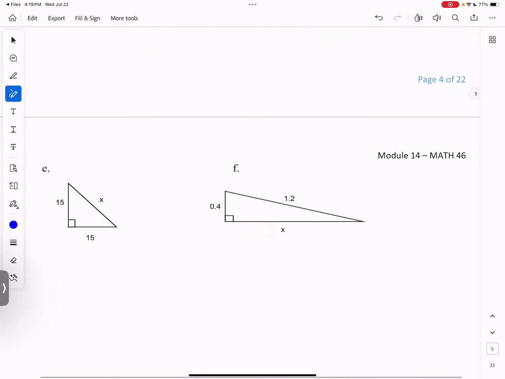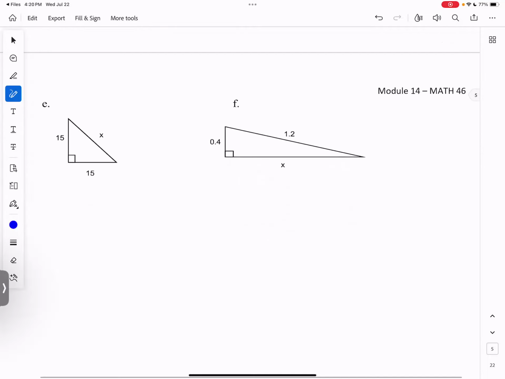And hopefully you see how useful these calculations could be. For example, when you're calculating lengths of roof trusses or excavating and want to make sure your corners are square. My dad used to use these all the time when he was building houses. Okay, so let's continue on.